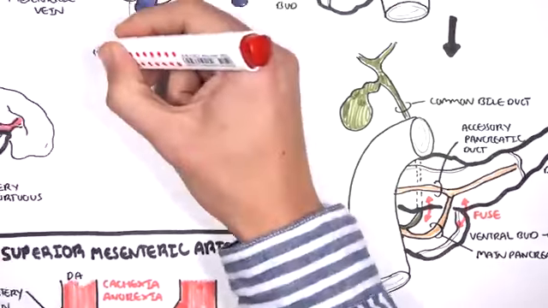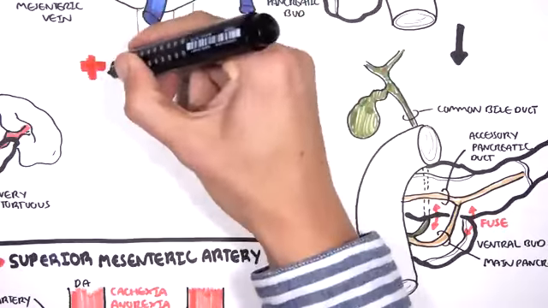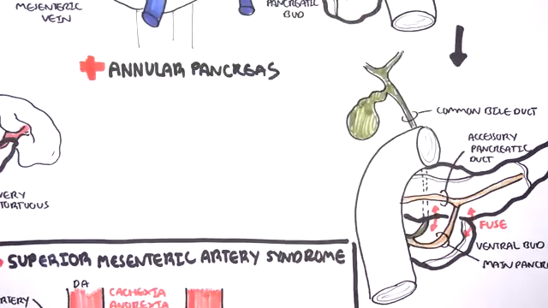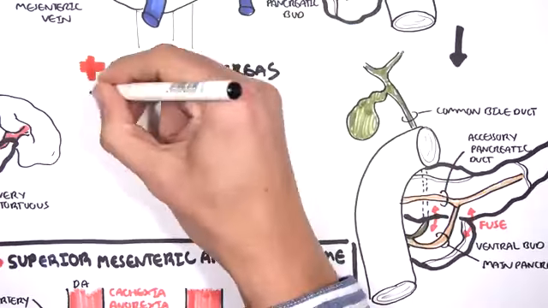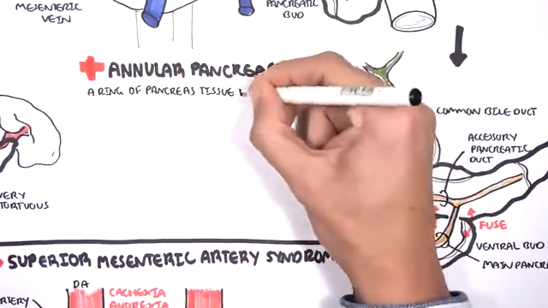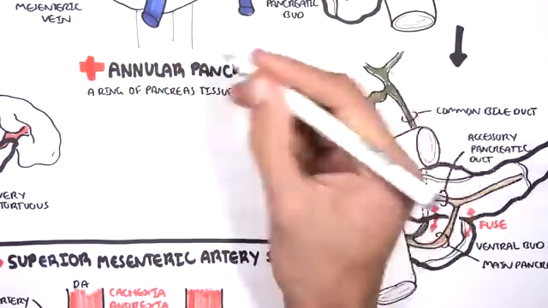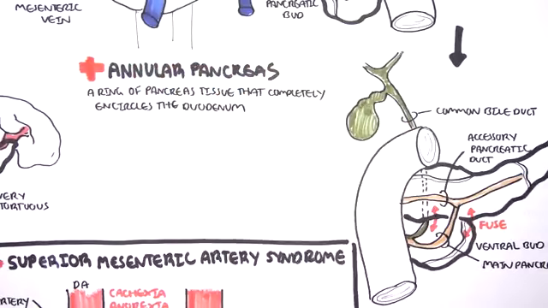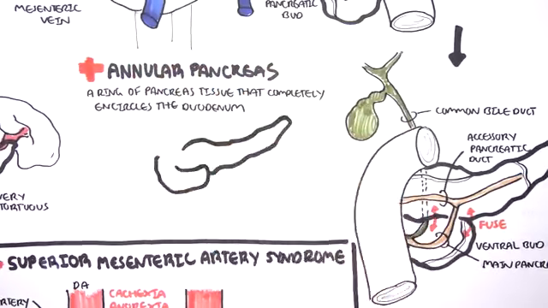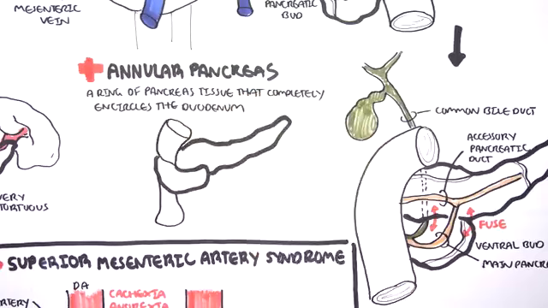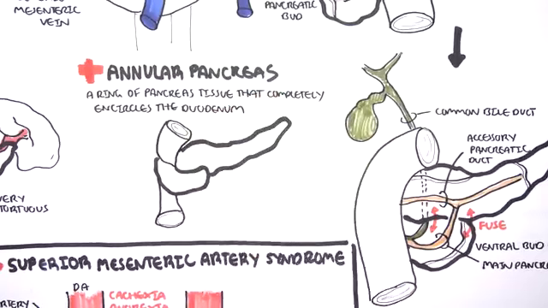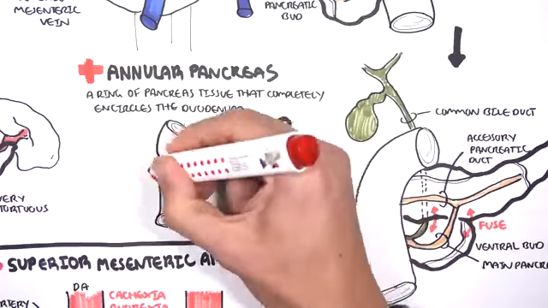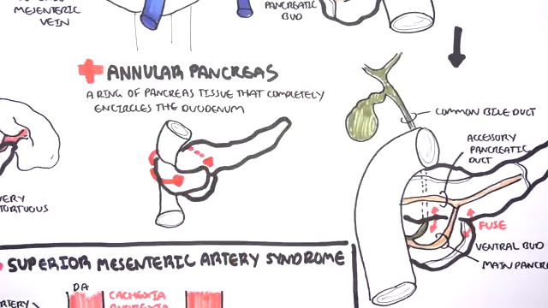Some clinical anatomy. Annular pancreas. It is a developmental anomaly in which a ring of the pancreas tissue completely encircles the duodenum. What happens here is the ventral pancreatic bud may consist of two lobes, which will maybe rotate to either end of the dorsal pancreatic bud, encircling the duodenum really.